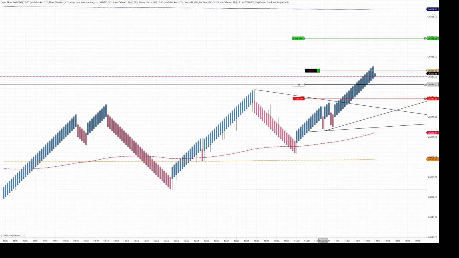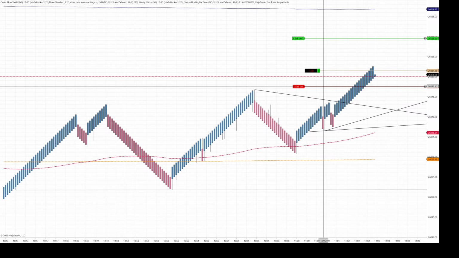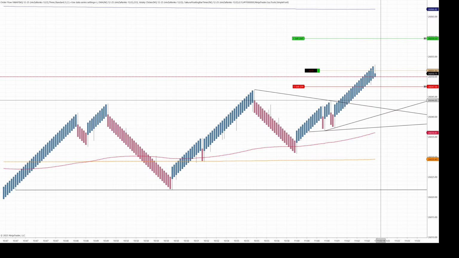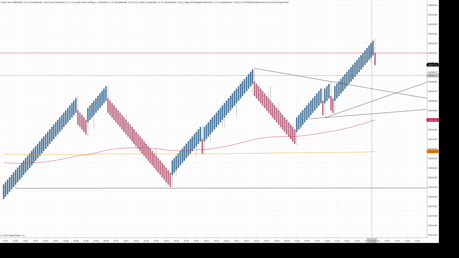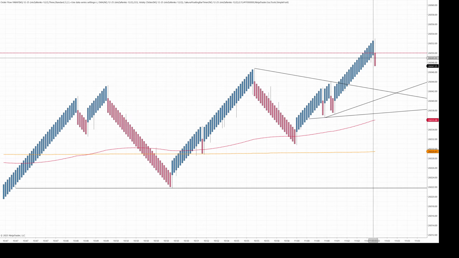So I would call this a minor pullback. I'm gonna go ahead and give it a try to see if we can continue higher. And I'm testing to see if this is actually a legitimate setup or not. And it was a very, very small stop loss though. We risked maybe 3 points.